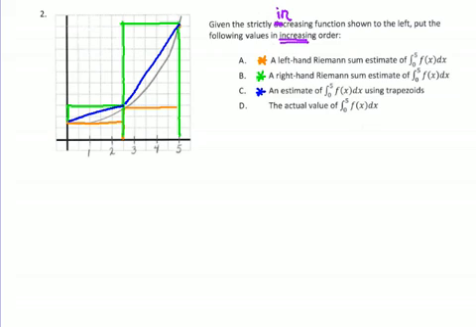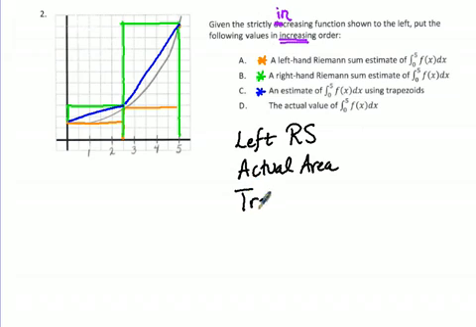So hopefully you can tell from the picture here that the lowest value is going to be the left Riemann sum. The next closest value would be the actual area between the curve and the x-axis. The next in order would be the trapezoids, and finally the largest value would be the right-hand Riemann sum.